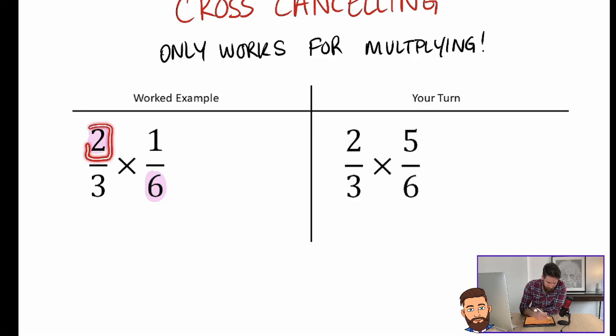Well, what goes into 2 and 6? 2. How many times does 2 go into 2? Once. So we can cross off this 2 and put 1. How many times does 2 go into 6? 3. So we can cross off this 6 and put 3. If I check these diagonals, nothing goes into 1 and 3, as opposed to 1, which is pointless because you'd end up with the same thing. So we can't cross-cancel these.